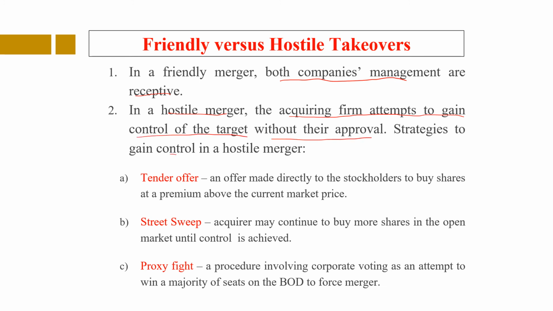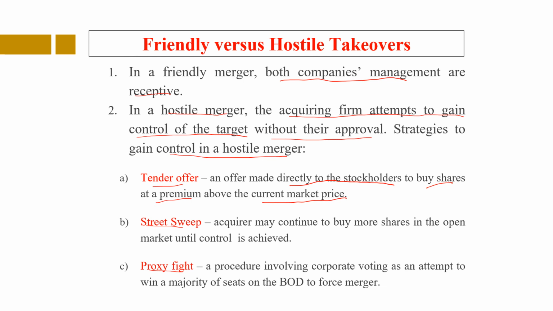Strategies to gain control in a hostile merger: tender offer, street sweep, proxy fight. So tender offer ni, dia adalah offer made directly to the stockholders to buy shares at a premium above the current market price. So maksud dia, friendly is more macam baik sikit, hostile with kekasaran lah.